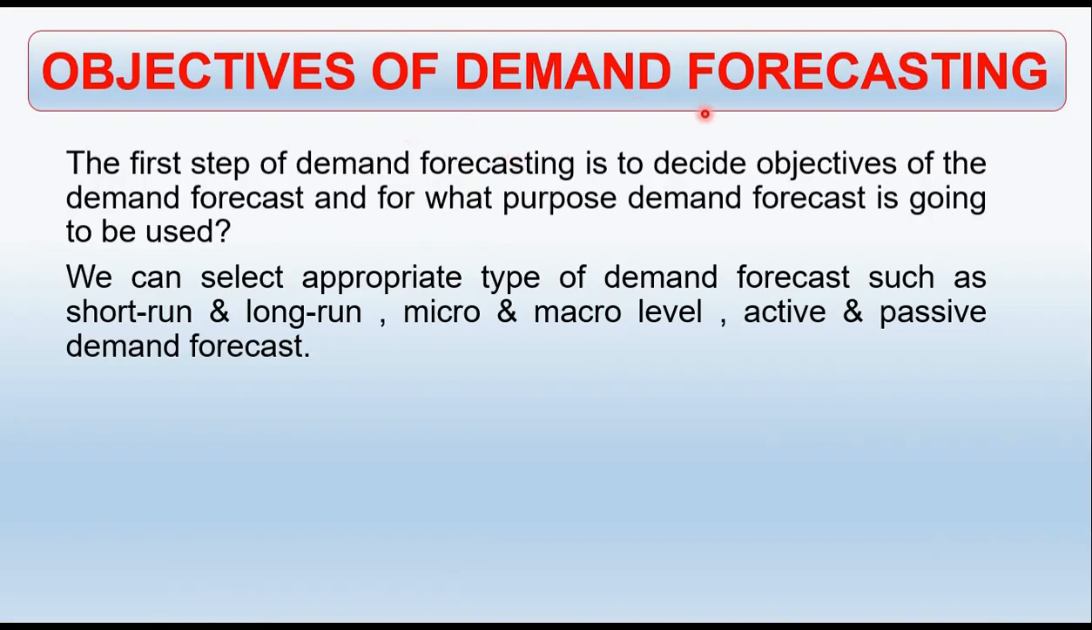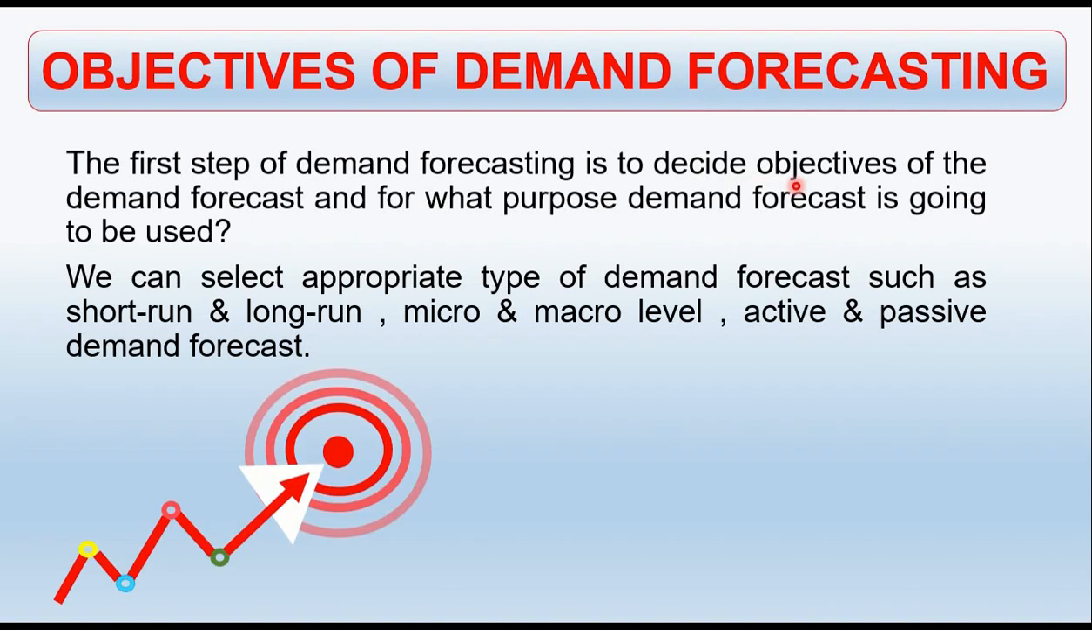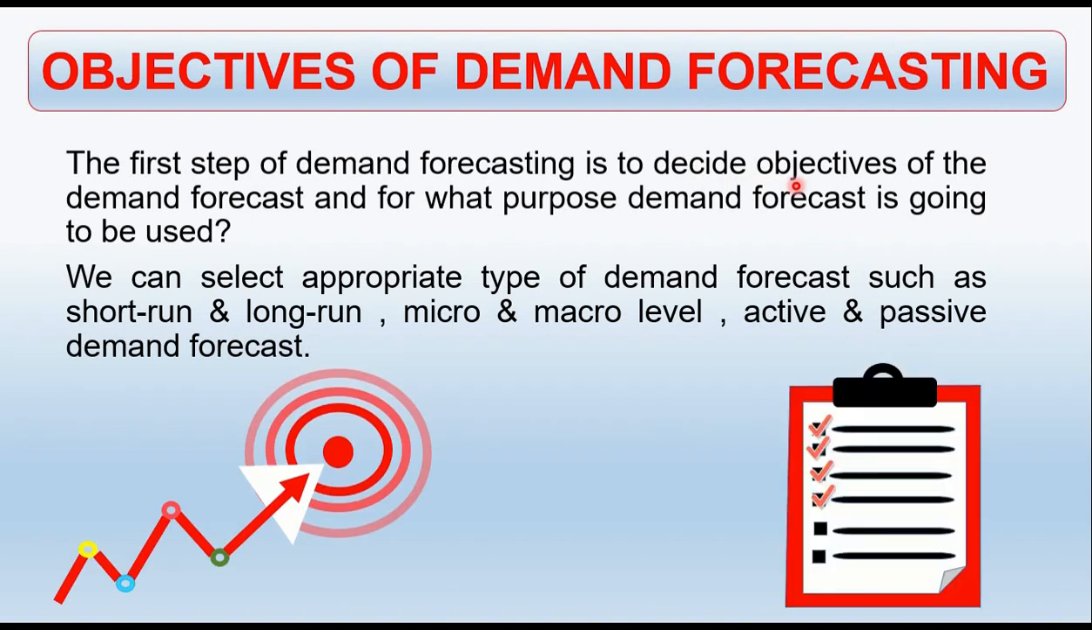Objectives of demand forecasting. The first step of demand forecasting is to decide the objectives of demand forecasting and for what purpose the demand forecast is going to be used. Once it is clear with the objectives of demand forecast, we can select the appropriate type of demand forecast, such as short run and long run demand forecast, or micro and macro level demand forecast, or passive and active demand forecast.